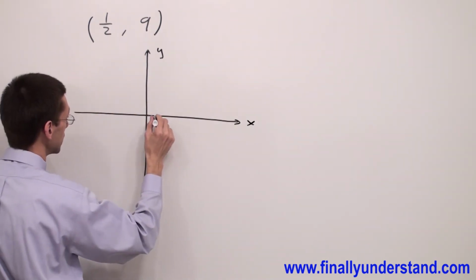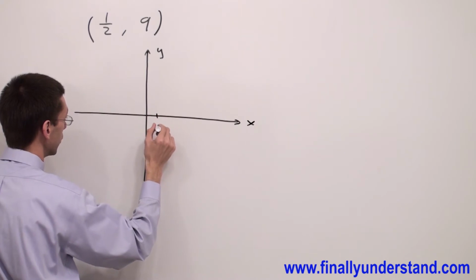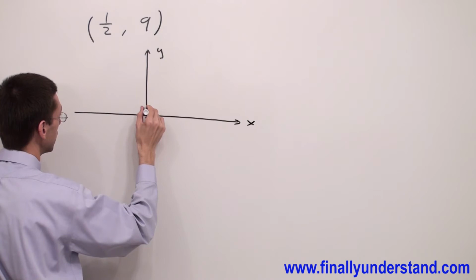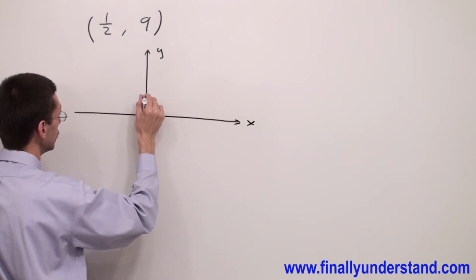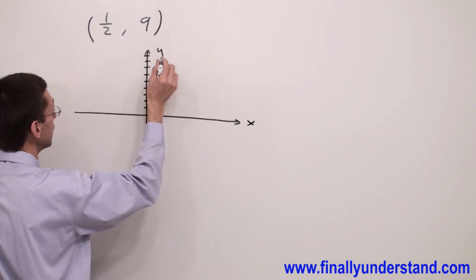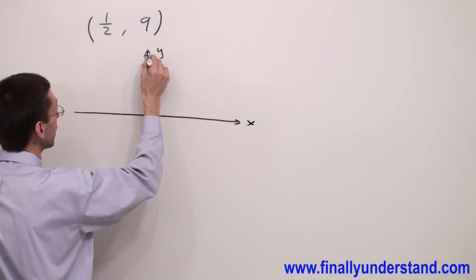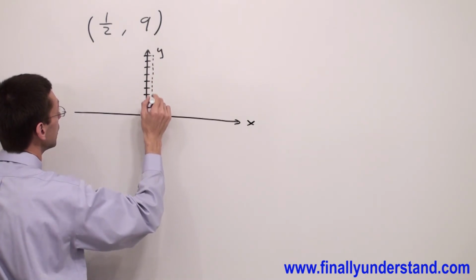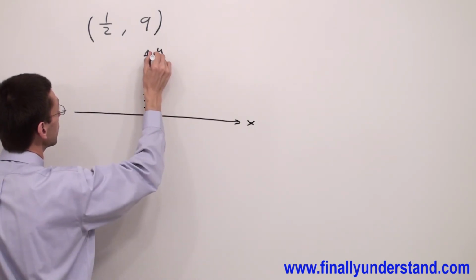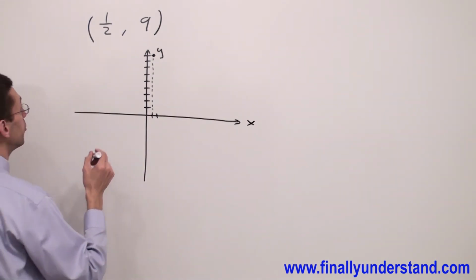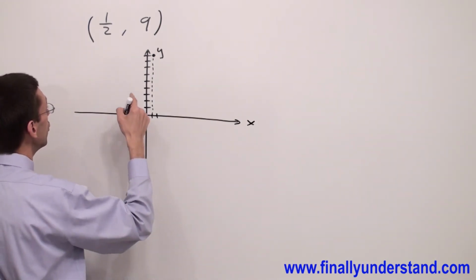So if this is, let's say, my 1, then I have a half, and we have 9: 1, 2, 3, 4, 5, 6, 7, 8, 9. Okay, and this is my point. The line has to be perpendicular to the y-axis.